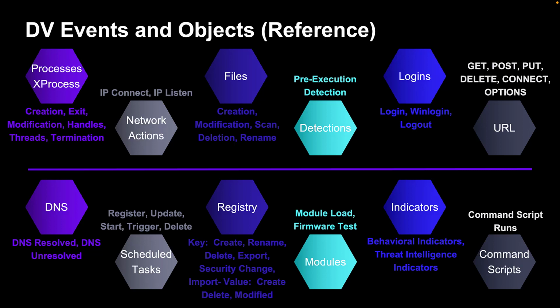If any of those events took place, a file type object is created. Same goes through for URLs or scheduled tasks. Anytime a scheduled task is registered, updated, started, triggered, deleted, it'll create an event, and that event will create the object scheduled task.